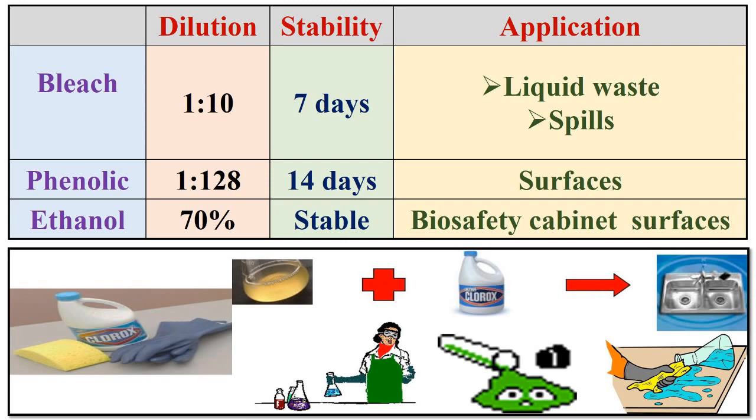So, bleach disinfectants are preferred for use in liquid waste and spills, and phenolic disinfectants are preferred for use in service labs. And finally, ethanol alcohol disinfectants are preferred for use on biosafety cabinet surfaces.